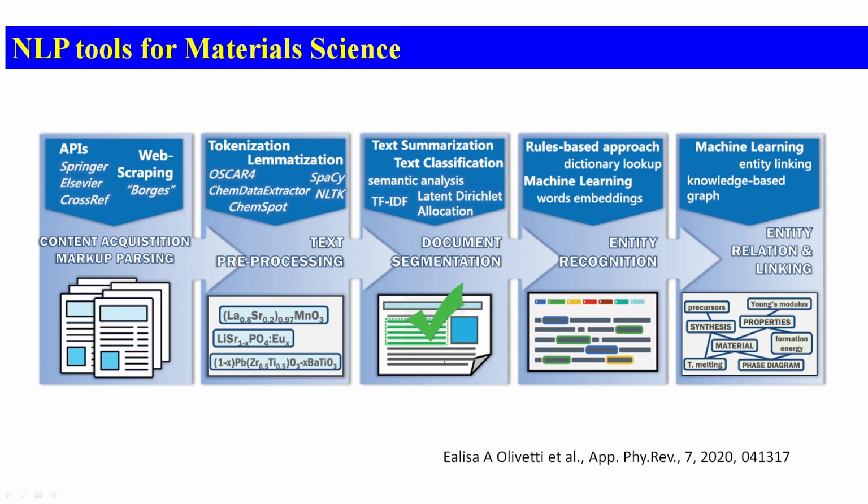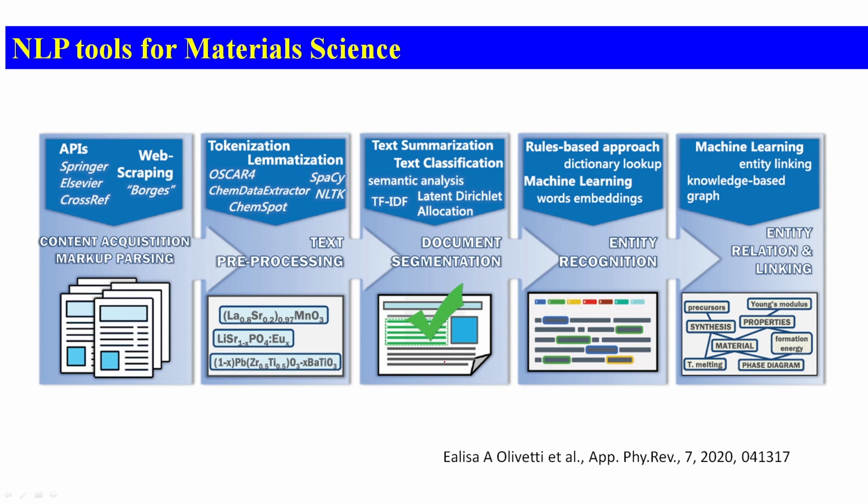First is web scraping, the content acquisition, and what is called markup parsing. Okay, there are different kinds of such tools available, and then you do tokenization and lemmatization. We have discussed it earlier. You can see that ChemDataExtractor and ChemSpot are part of the text preprocessing, including tokenization.